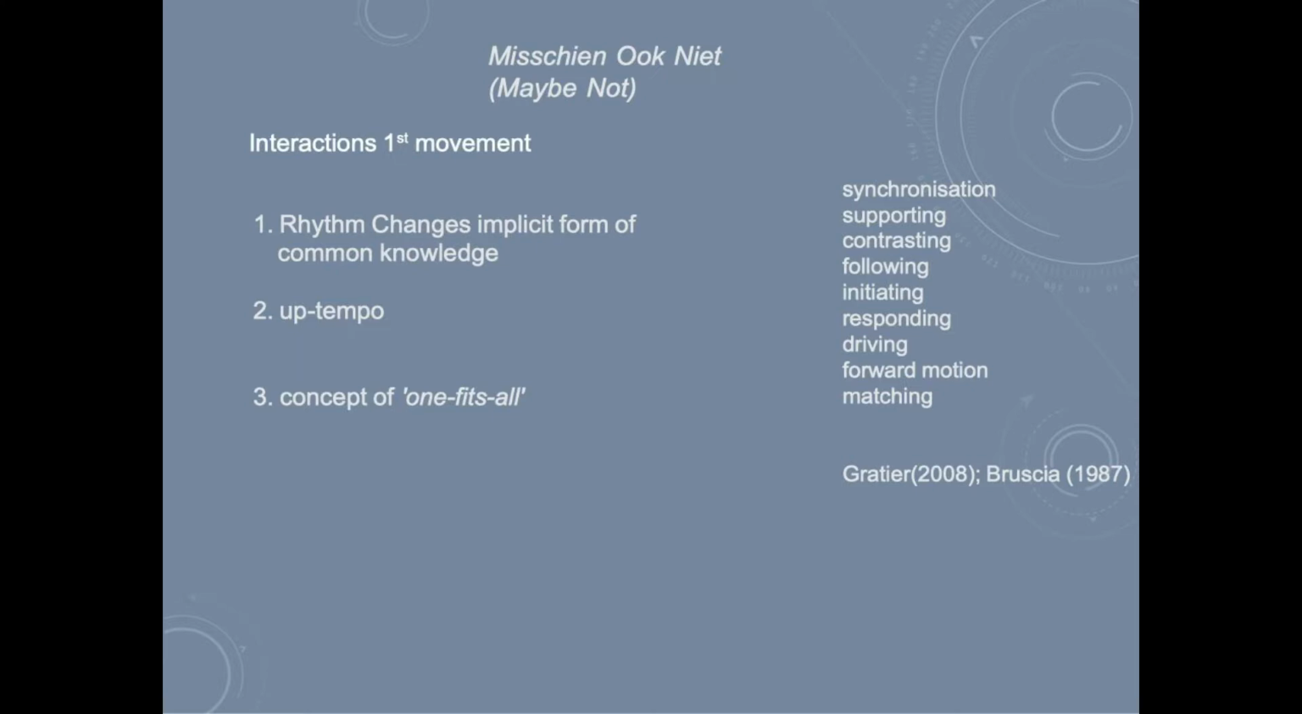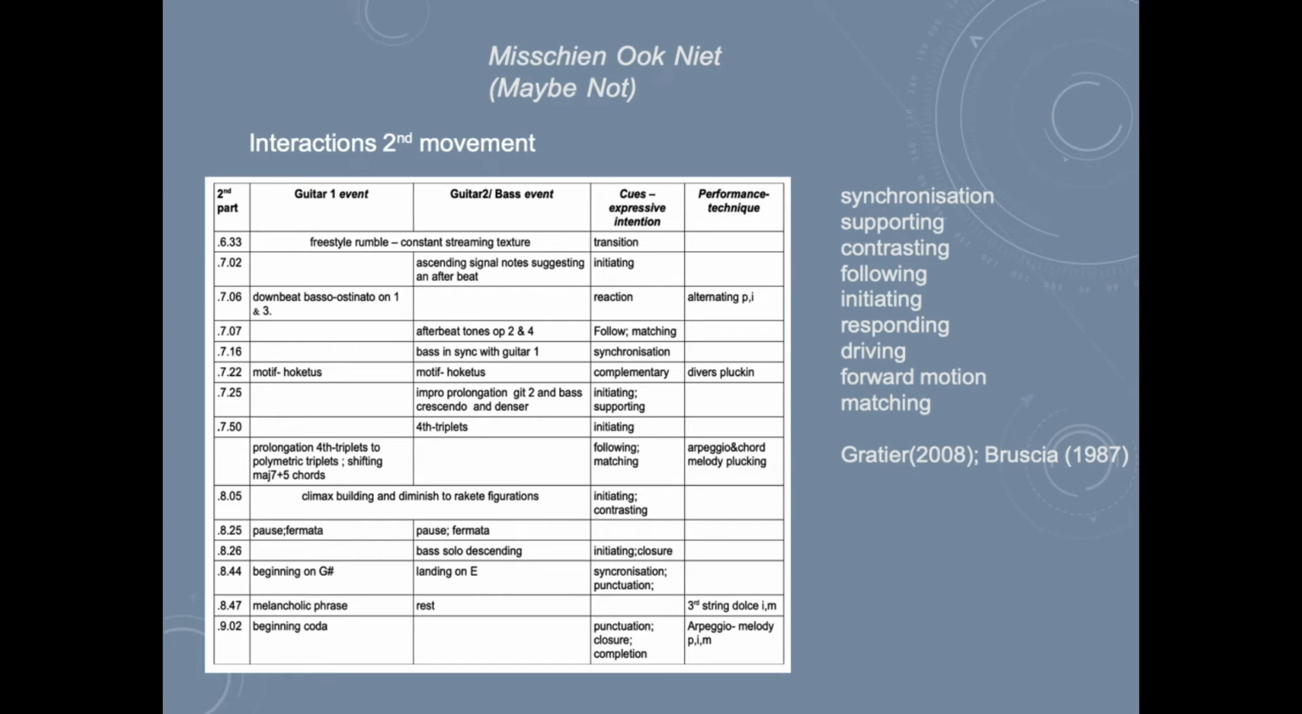For the second movement, you can see the interactions and textural characteristics which indicate transmutation in a time event table, just as in a time event table of the previous pieces. The events, some of them micro-events, occur as synchronization, supporting, contrasting, following, initiating and responding, driving and forward motion.